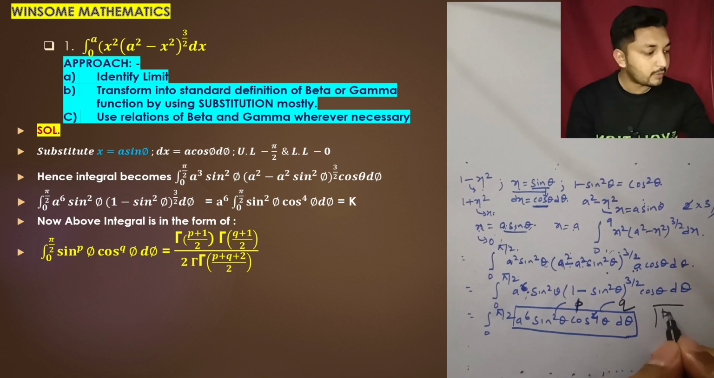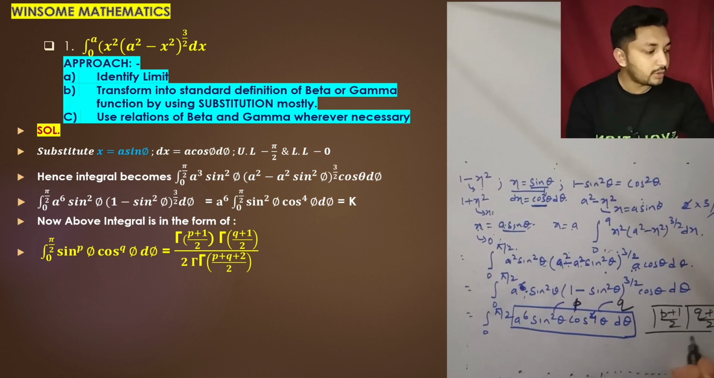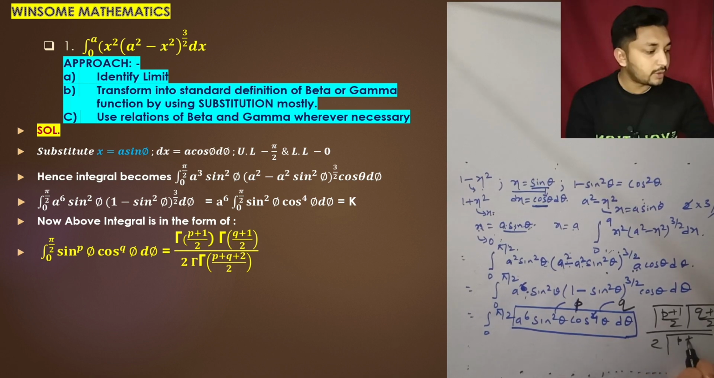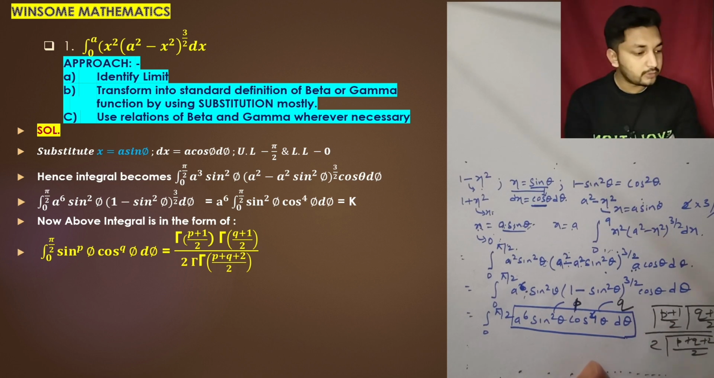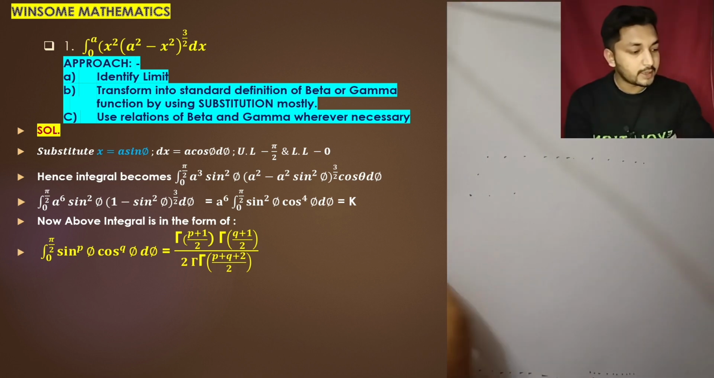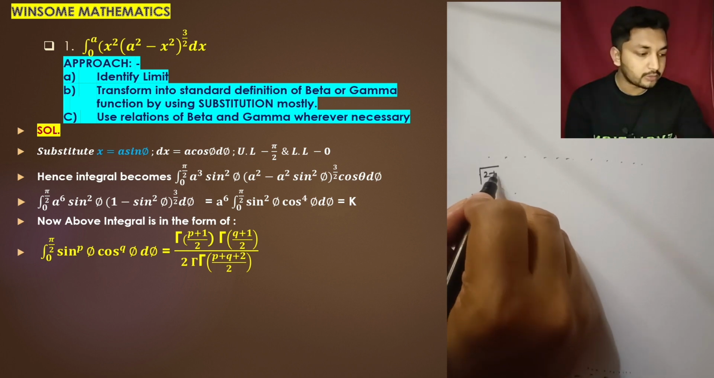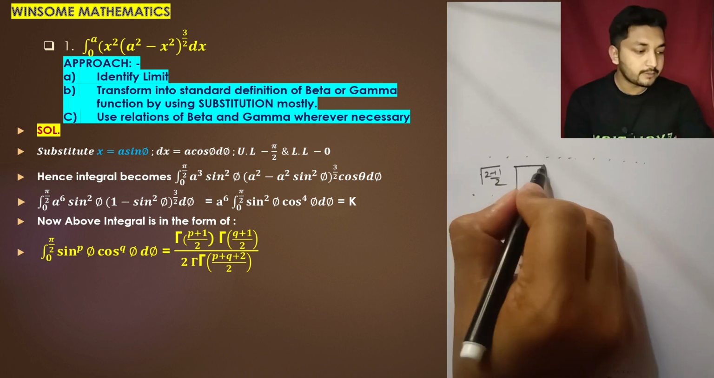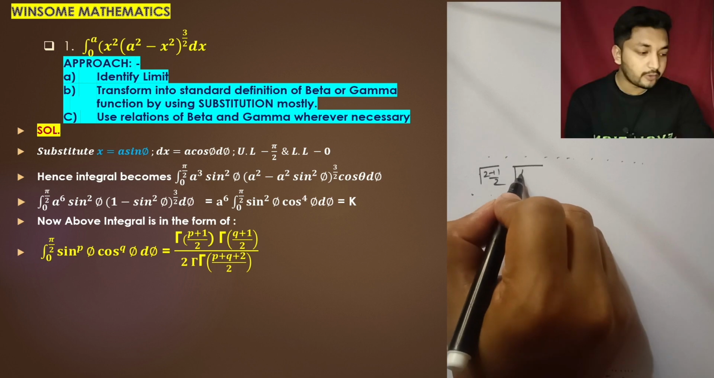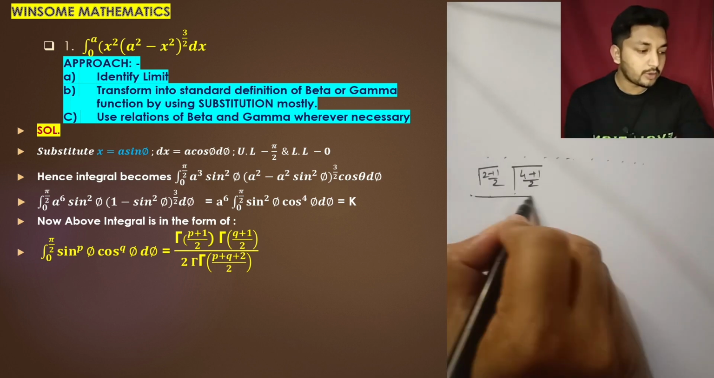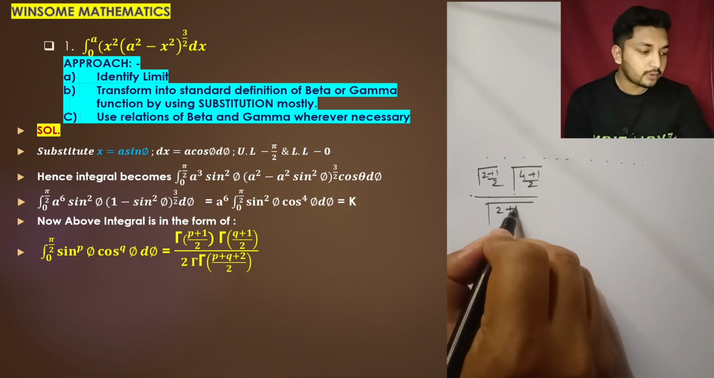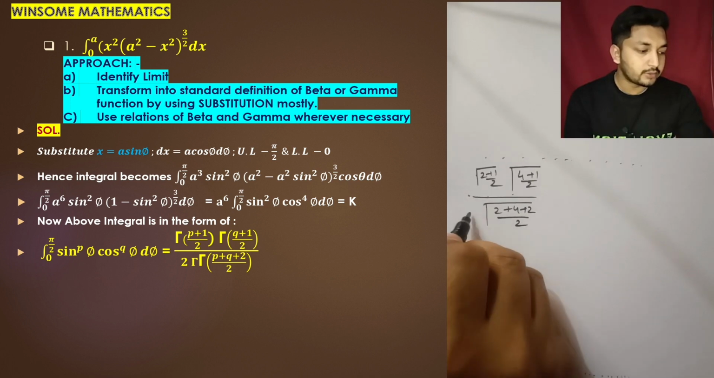We will use gamma P plus 1 by 2, gamma Q plus 1 by 2, upon 2 into gamma P plus Q plus 2 upon 2. Clear? So P plus 1 by 2, 2 plus 1 by 2, and this is Q plus 1 by 2, this is 4 plus 1 by 2, and upon 2 plus 4 plus 2 by 2 into 2.